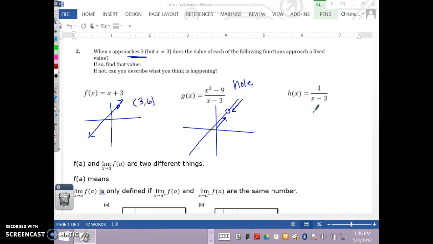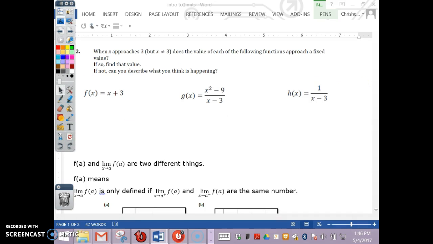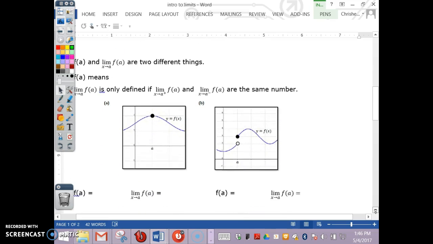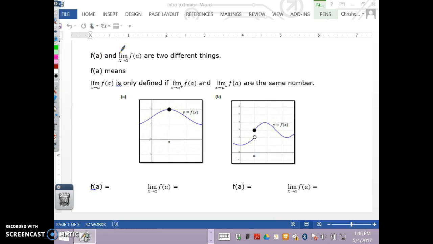This one though, the limit does not exist. This part came down, this part came up. You have an asymptote. So being defined at a number and having a limit at a number are two different things. Just saying f of a means something different than saying the limit at f of a.